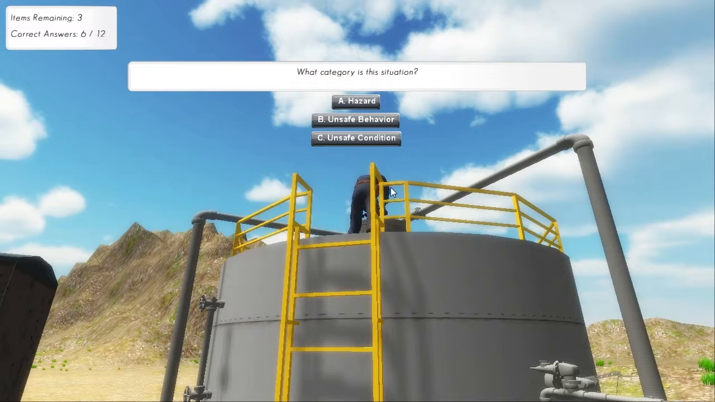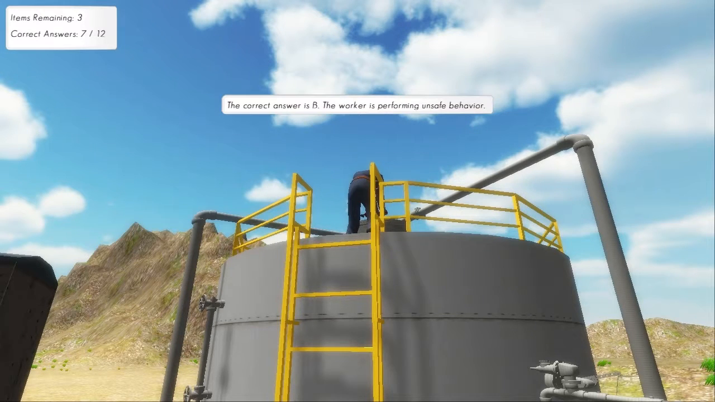What category is this situation? The correct answer is B. The worker is performing unsafe behavior.